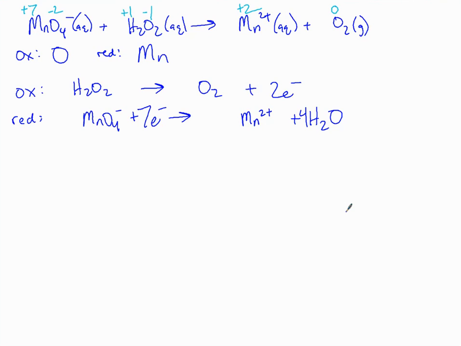Then it says balance the hydrogens with H+. So for the oxidation reaction, we have 2 hydrogens in the reactants, which means we need to put 2 hydrogens in the products.